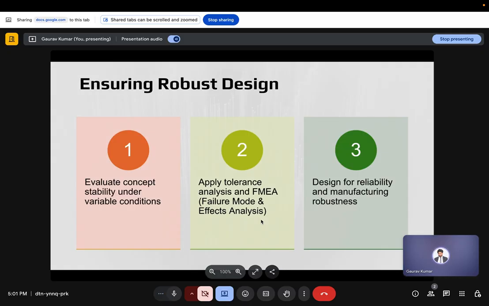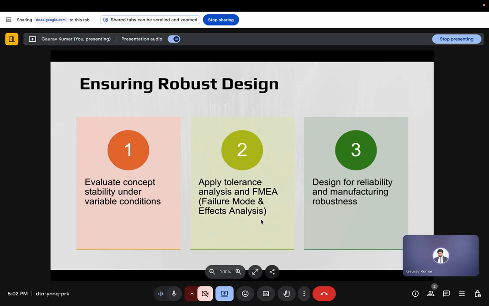Now the next one is ensuring a robust design. Robustness means performance under variability. So we apply tolerance analysis, DOE, and FMEA to map sensitivity and failure modes. We prioritize preventive controls, designing out failure over detective ones.